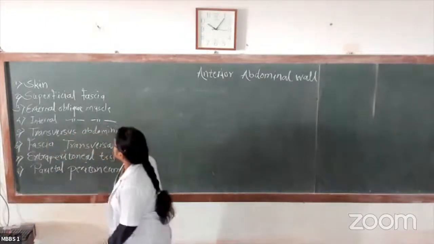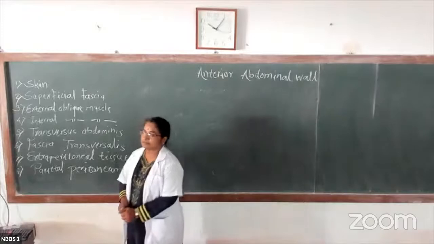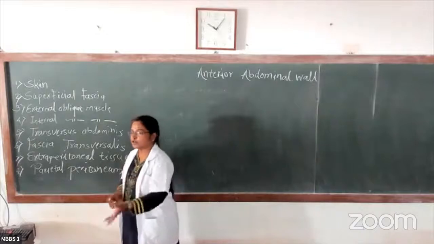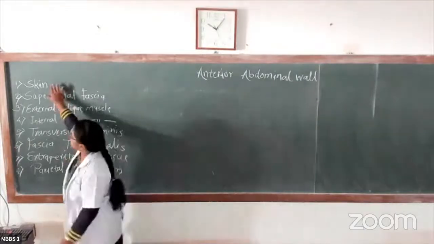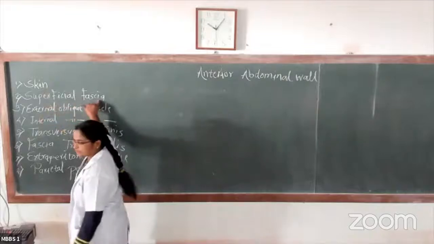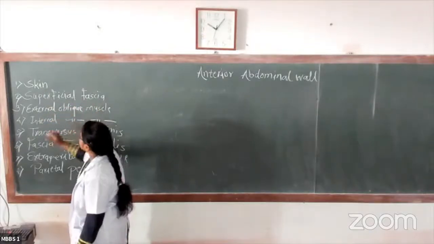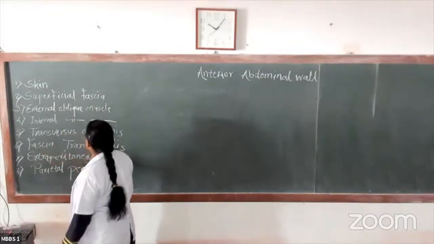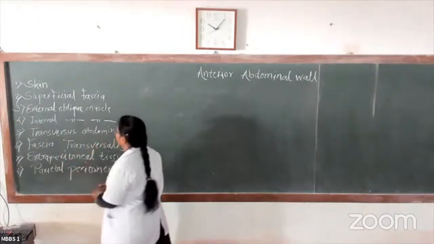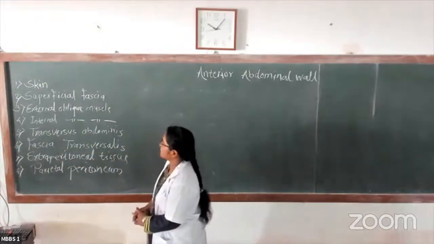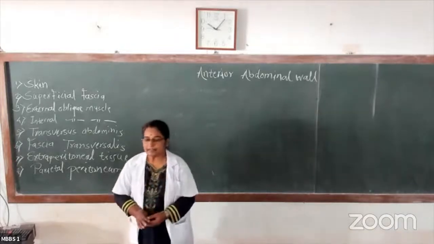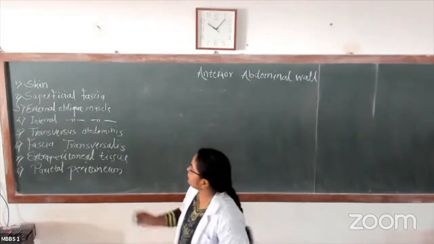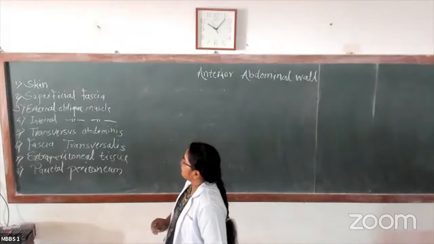So this anterior abdominal wall is composed of these 8 layers. Going from superficial to deep, the most superficial is the skin, then superficial fascia, then external oblique muscle, internal oblique muscle, transversus abdominis muscle, then fascia transversalis, then extraperitoneal tissue, and the innermost layer is the parietal peritoneum. Deep to this parietal peritoneum, there is the abdominal viscera. Now, we will discuss these layers one by one.